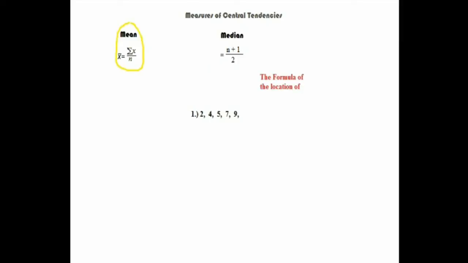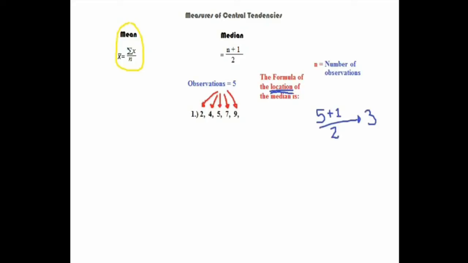The formula for the location of the median is n plus 1 divided by 2, where n is the number of observations. We have 5 observations, so n is 5. So what is the location of the median? In this case, the location is 5 plus 1 divided by 2, 6 divided by 2, which is 3. So be careful, 3 is not the median. We saw that the median was 5. So 3 is just the location of the median.